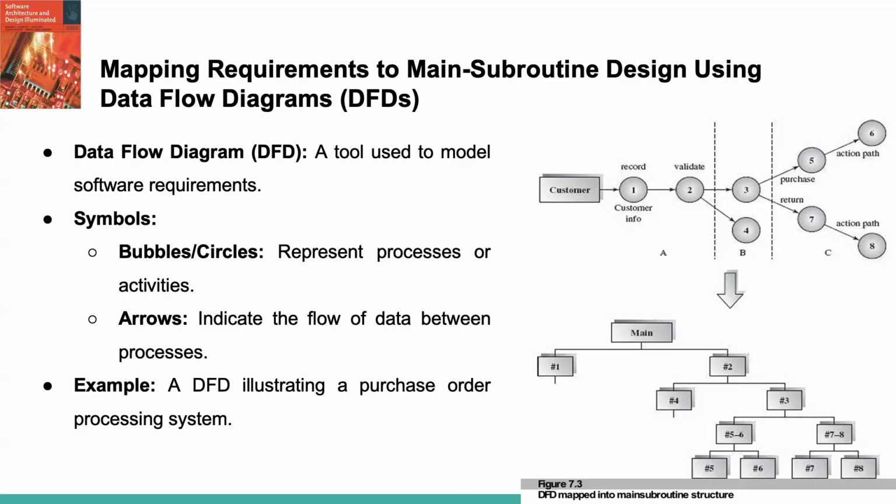Here, the main program controls the sequence, invoking each subroutine to handle specific steps in the process, such as Process 1, recording customer info. Process 2, validating information. Processes 5 to 8, handling actions like purchasing or returning items. This DFD can be directly mapped into a hierarchical structure, as shown below. Each numbered process corresponds to a subroutine in the main subroutine architecture, with the main routine at the top managing the flow. The DFD helps us identify and isolate the functions we need, making it easier to implement them as separate subroutines in the final program.